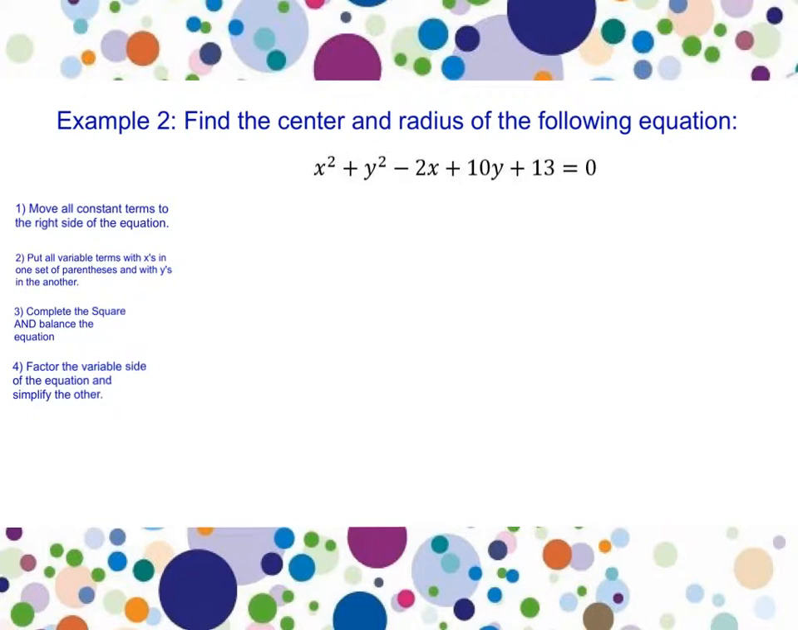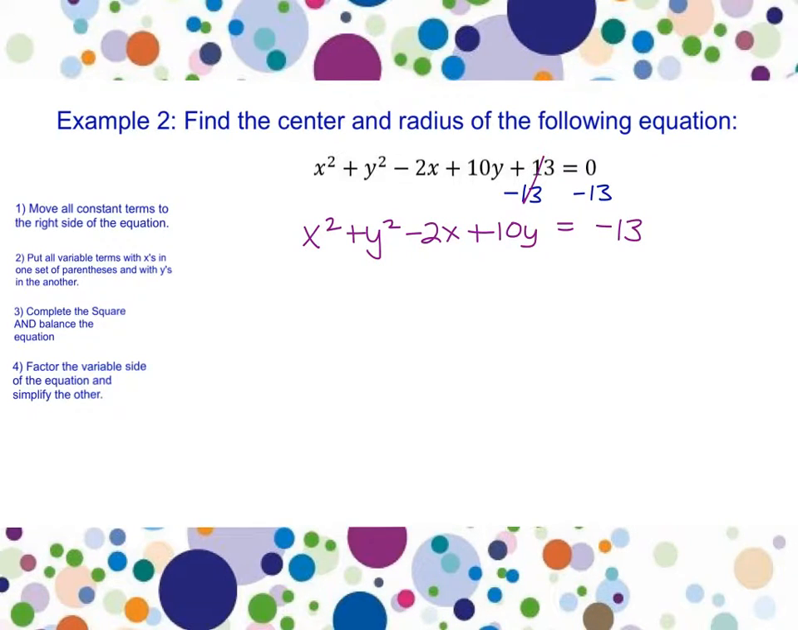In the second example, we just have a longer equation, and we're going to have to complete the square 2 times in this example. So the first thing we want to do is still get our constants to the other side. I'm going to subtract 13 from both sides of my equation because it was being added originally. And I'm going to rewrite that as x squared plus y squared minus 2x plus 10y, those 13s are gone, equals negative 13.